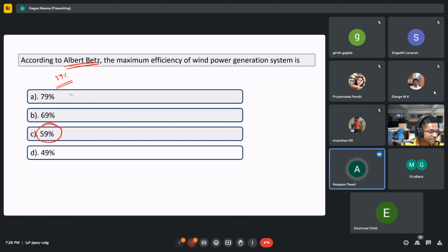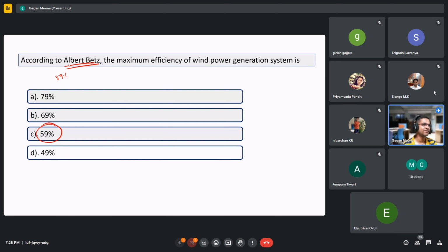Even what we discussed, inshore, it is 59 only. Offshore and onshore, both. Wherever you can place it, the maximum energy that you can extract from the available kinetic energy is 59% only.